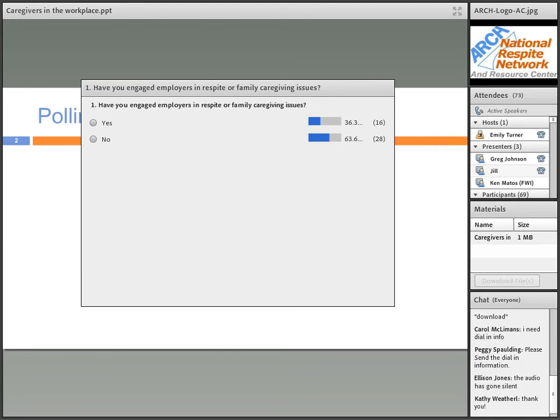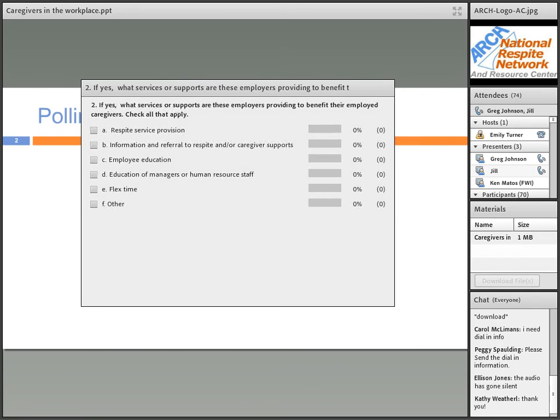I'll leave it open a couple more seconds. Okay. All right, Jill. Well, quite a few of you are actually engaged. Almost a third of you who are out there are doing something with your employers. Now we'd like to know how you are engaged, in terms of what services or supports these employers are actually providing based on your involvement. And you can check all that apply.